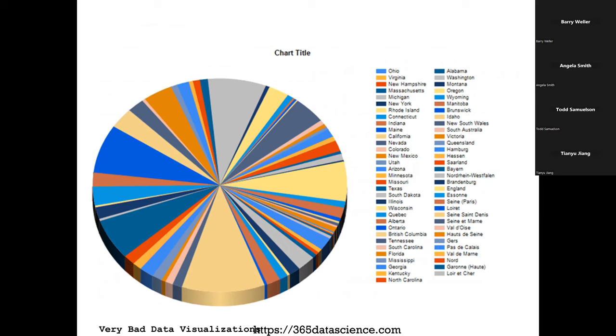I hope this one's a joke. I think it has to be a joke because it doesn't even have a title. But I've seen these in real world data visualizations, public facing data visualizations. I doubt a doctor or a biologist would make something that wasn't labeled more precisely.